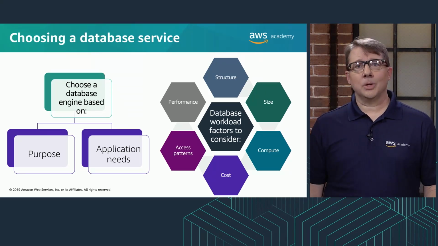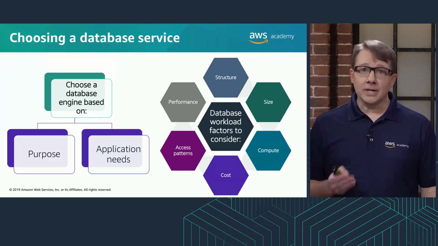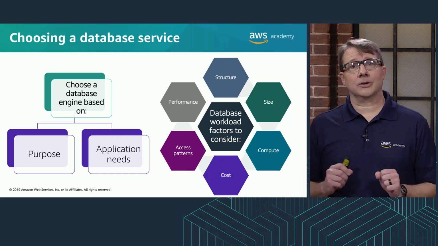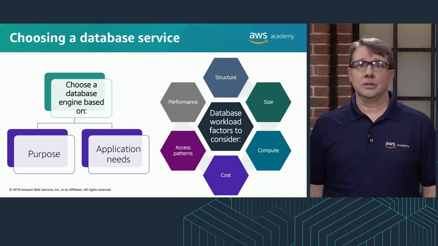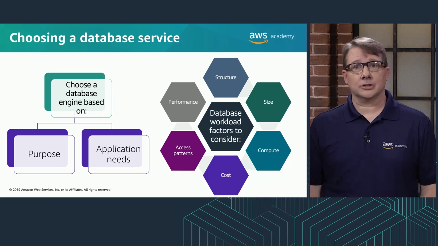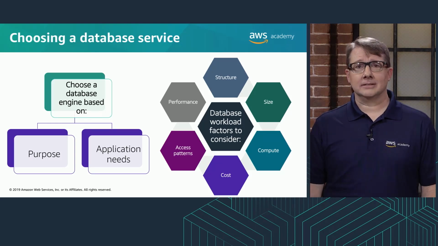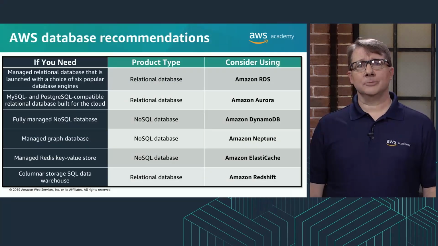Therefore, it is important to consider and match the requirements of the application workload with the capabilities of the database service. Some key workload characteristics to consider include whether the data is highly structured, the size of the data set, and your computational requirements. Don't forget to consider the way you must access the data and your performance needs. Here are some general recommendations for when to use the different types of AWS database services.